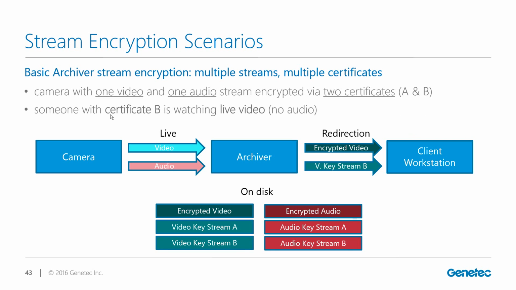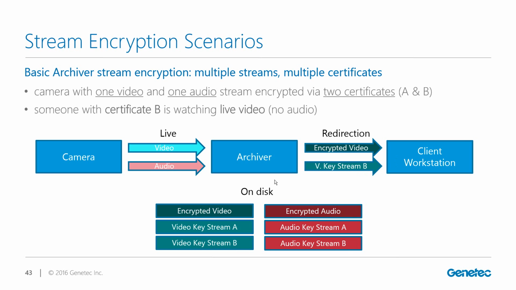So let's say in the example, a client that has certificate B installed is requesting to watch video, just video, no audio, from this camera. So from the camera, we're getting the live video and audio coming in. Again, this isn't encrypted yet, and that's going into the archiver, and as soon as it hits it, it gets encrypted, and then what gets redirected to the client workstation is first that symmetrically encrypted video stream, and it's also sending that asymmetrically encrypted key stream for certificate B.